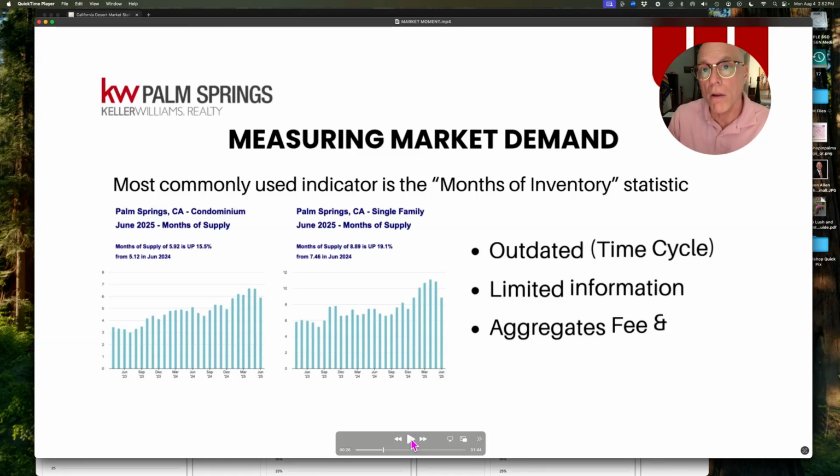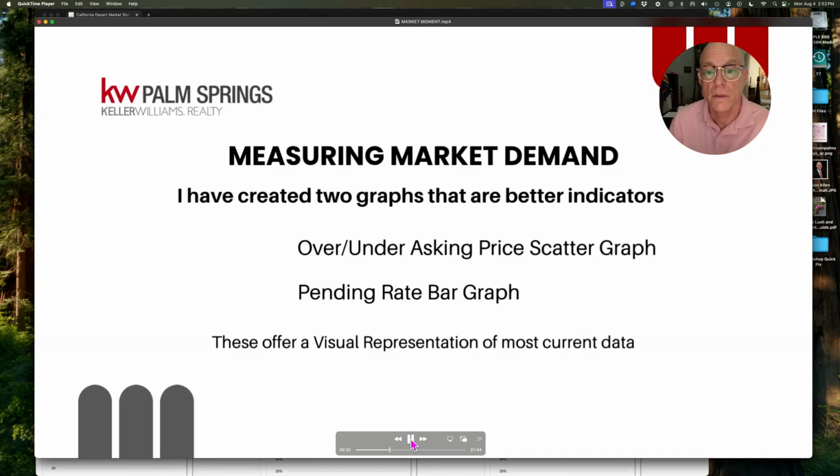So all of that is to say that I don't think this works anymore. The better market statistics are what I'm going to show you next. I've created two charts that I think are a much better visualization of what's happening at any given moment. I call them the over-under asking price scatter graph and the pending rate bar graph.